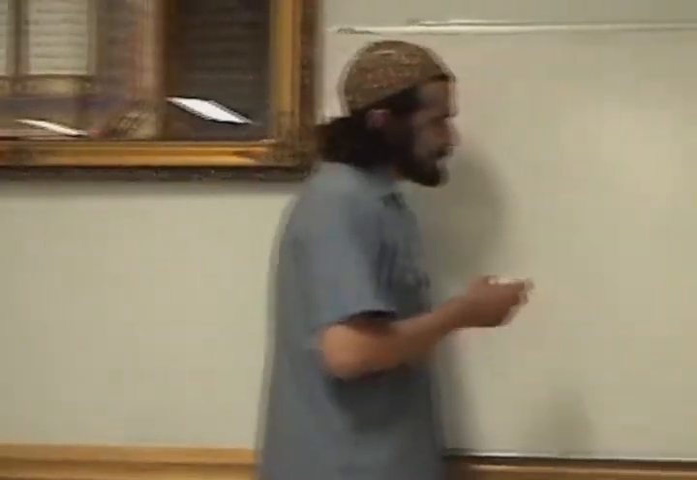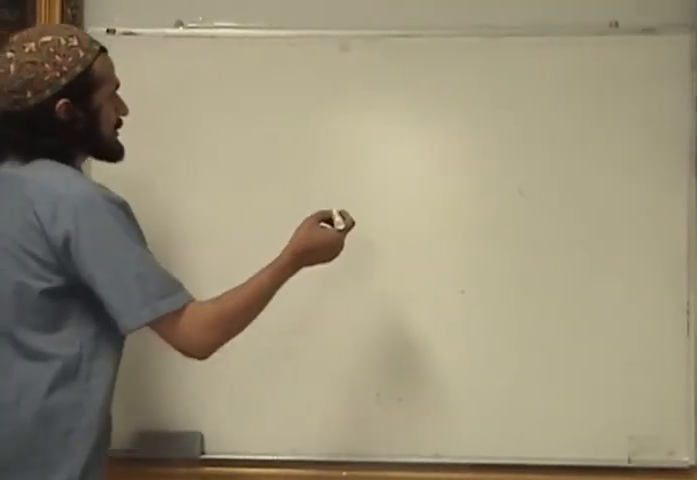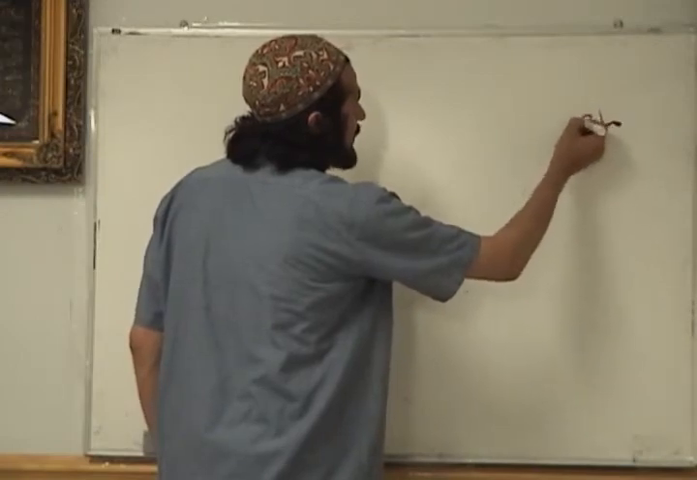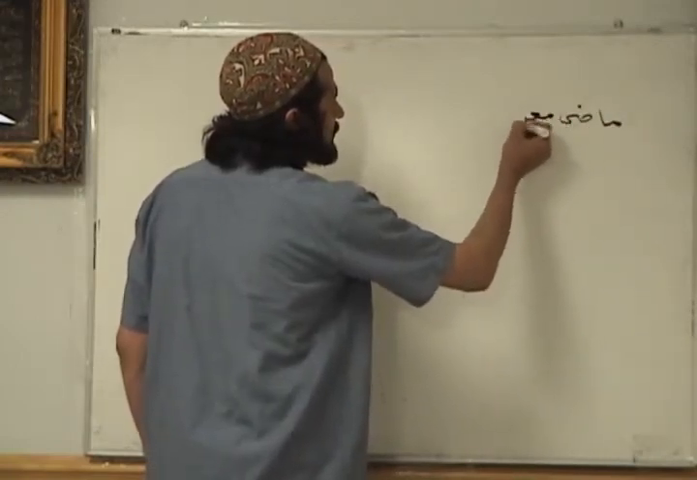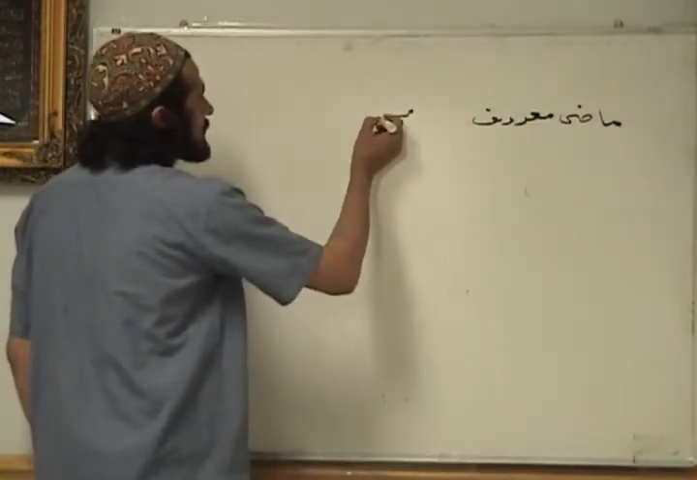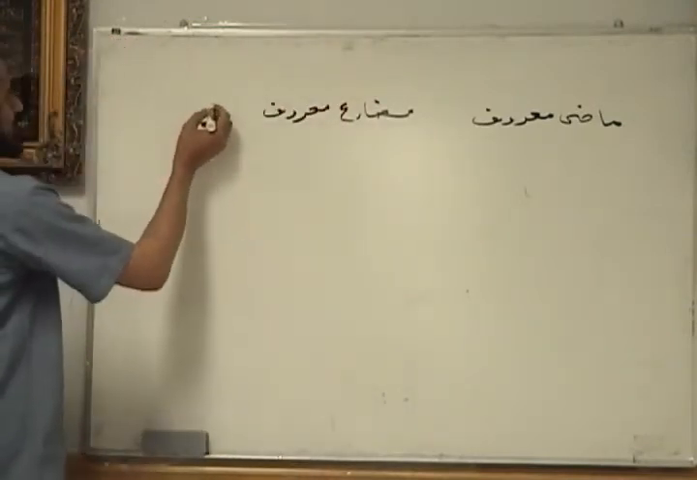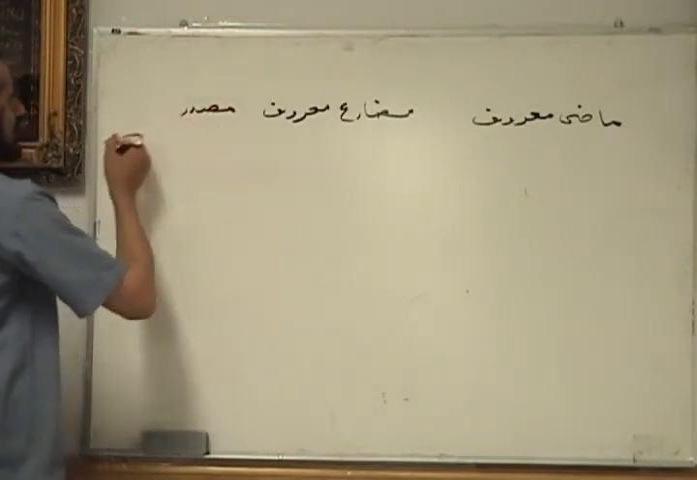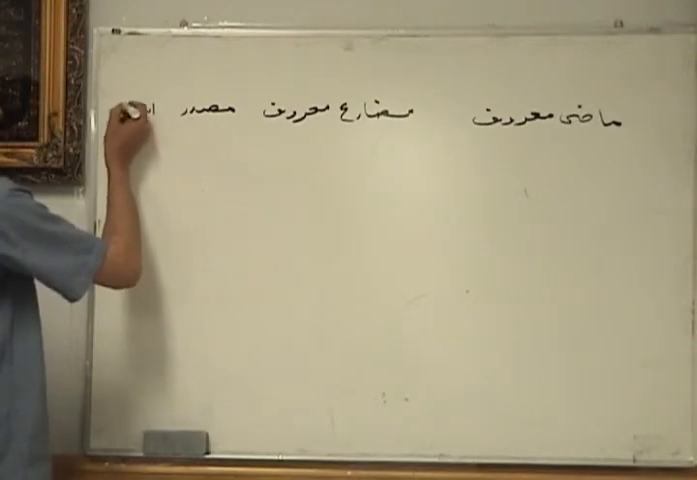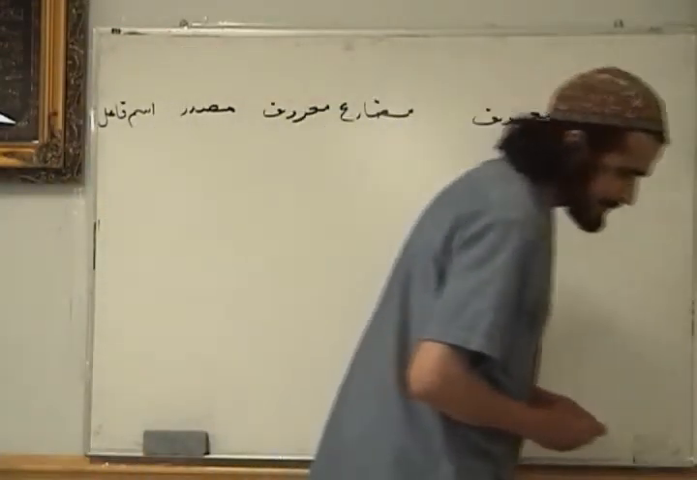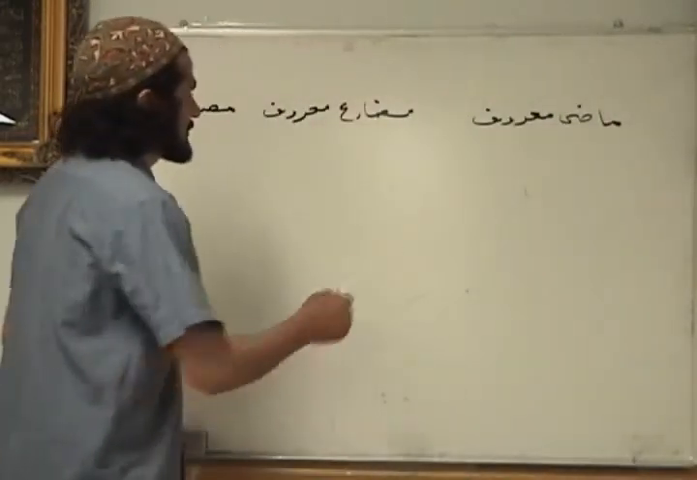With a few more of those examples. We did Nasara yesterday. So this is what we do basically. We start with, we say Madi first, Madi Ma'ruf. Okay. Then we do Mudari Ma'ruf. Then we do Masdar. Then we do Ism Fa'il. So we take a sample from each one of those. First one, third person, masculine, singular, most of the time. So we take that and we just use that one sample.